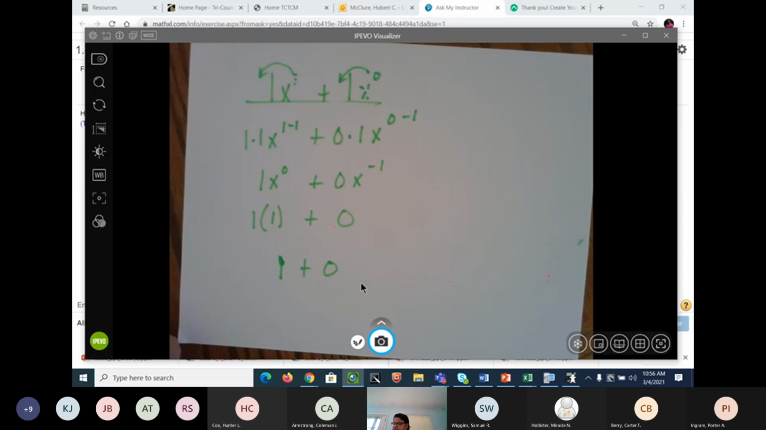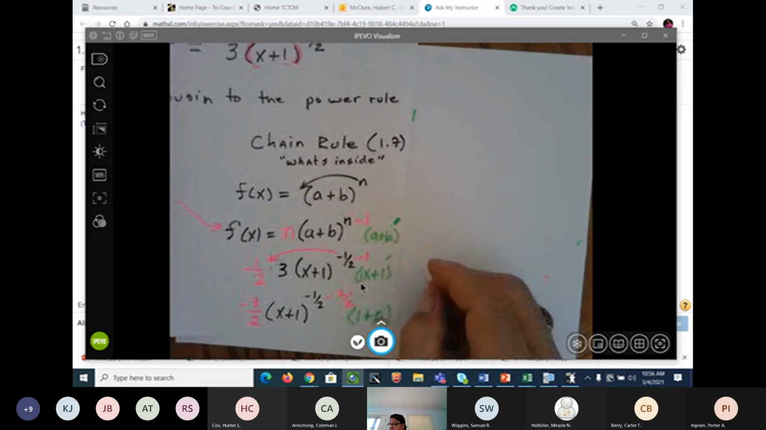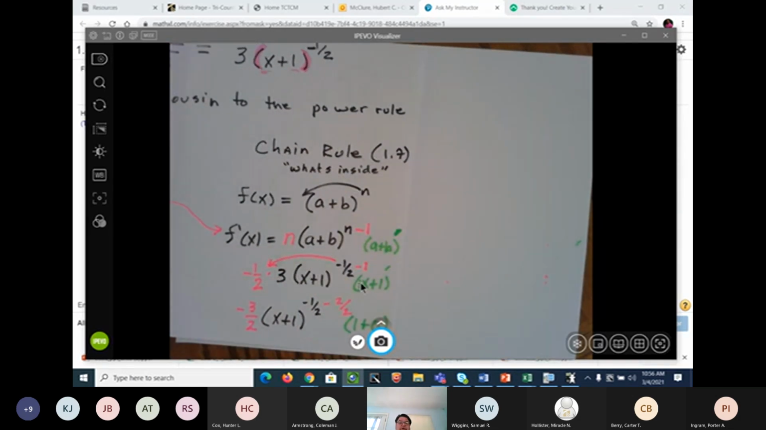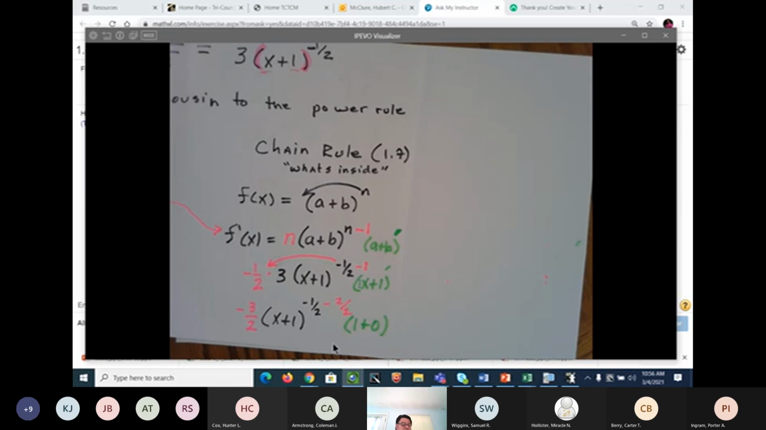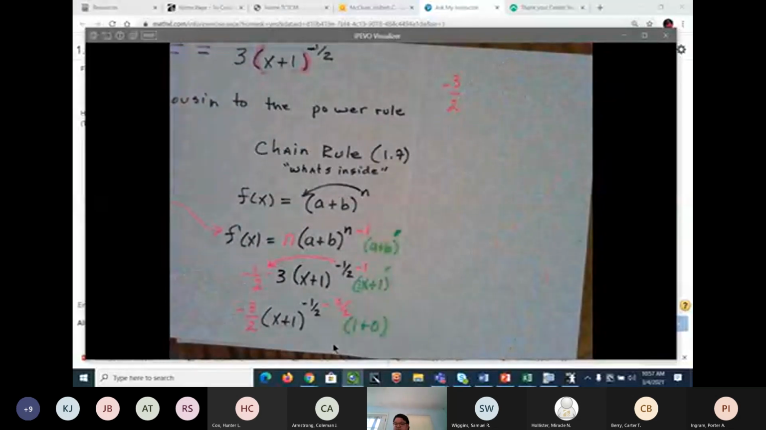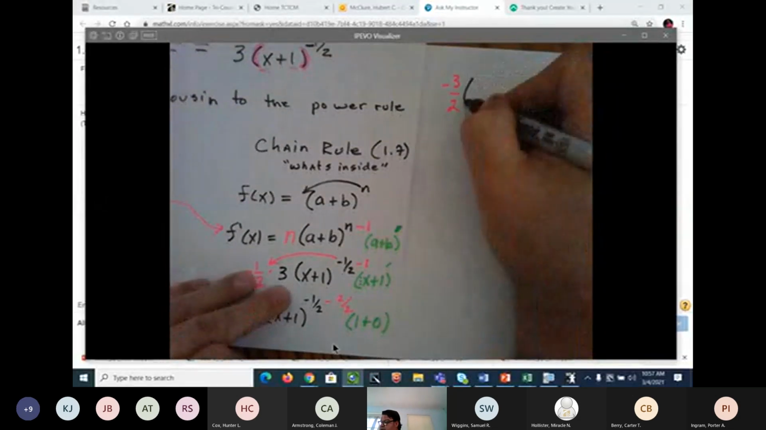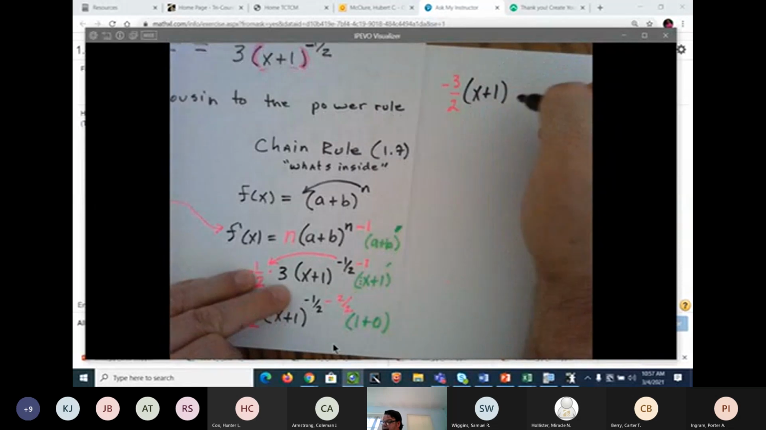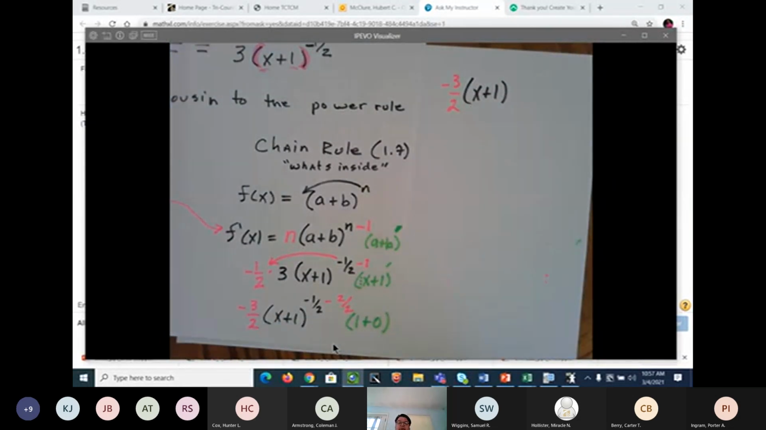Let me just do this. Here's our problem. We haven't finished yet because we've still got some work to do. And -3/2, parentheses, x plus 1. Now, the reason that x plus 1 is still black, that's the only part that we really haven't changed to the negative what?